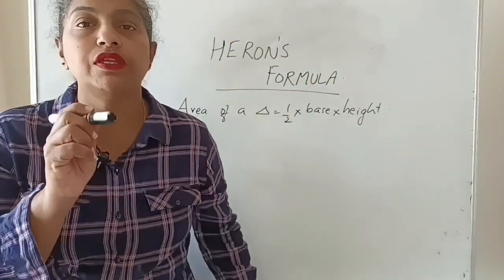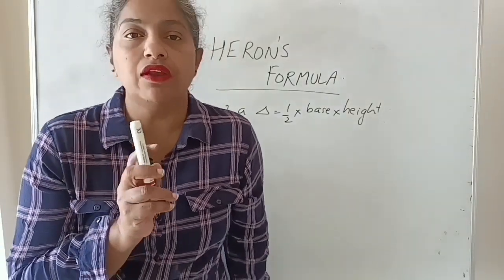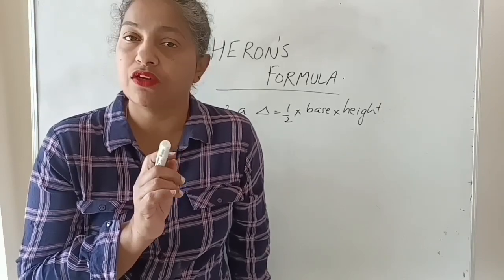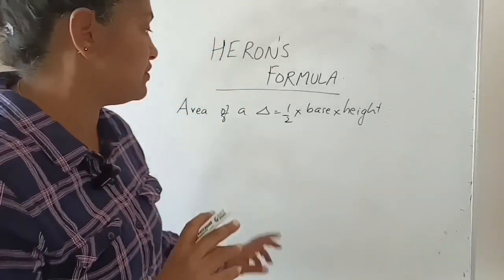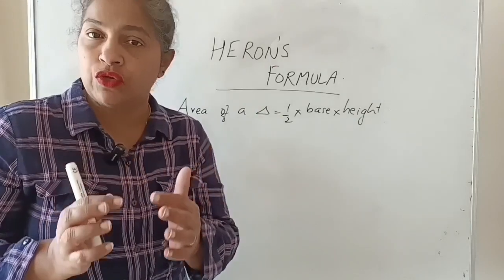Before we start with Heron's formula, let us first revise the area of triangles, basically the formulas that you have already learned for finding the area of triangles. Now the very basic one is half of base into height. That is a formula that you can use for any triangle as long as you know the height.